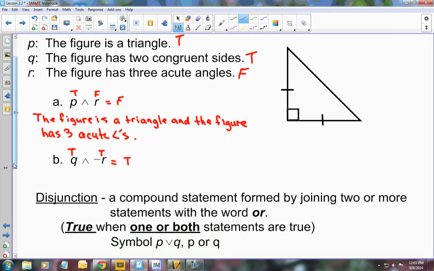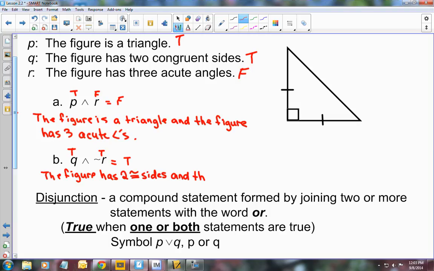Okay, so now I want to put these together. My Q statement is the figure has 2 congruent sides. And now I have to do not R instead of R. What would not R be? 2 acute and 1 right. Okay, you could probably say that, but just make it easy on yourself. Just insert the not. The figure does not have 3 acute angles. That would be easier. We don't want to get too complex.